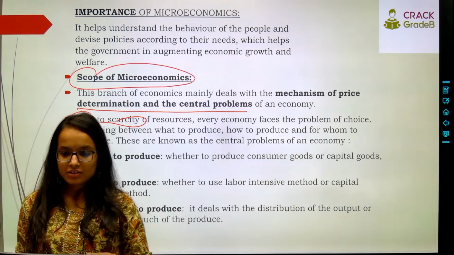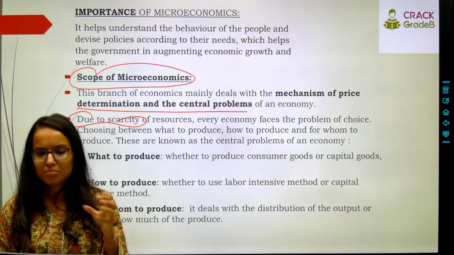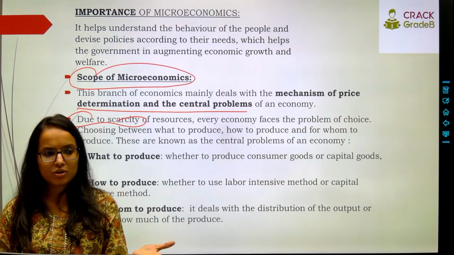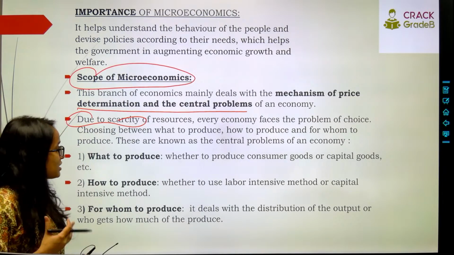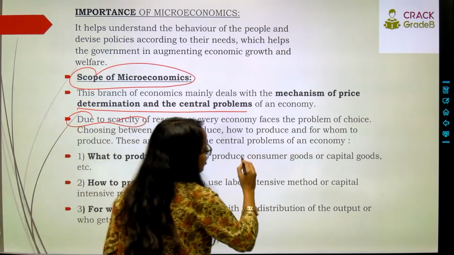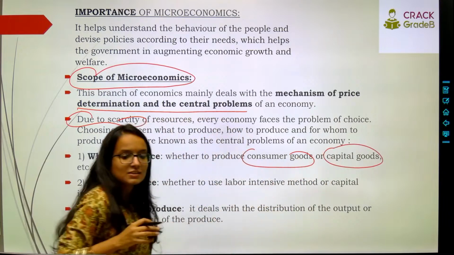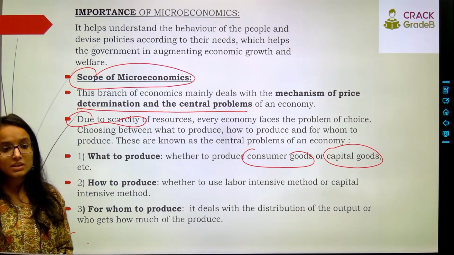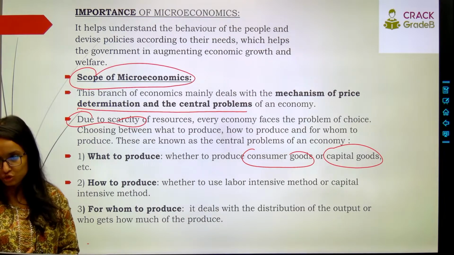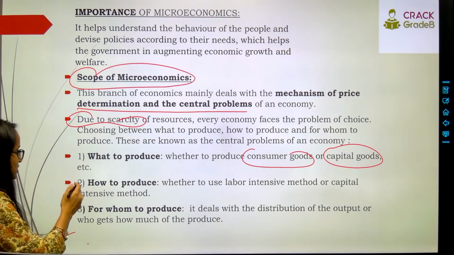So the first question which comes to our mind, be it a developed economy or developing economy, is what to produce, which kind of good to produce, a consumer good or a capital good. Something which is consumed needs to be produced, or those things which are used in production activity need to be produced, right? So this question needs to be addressed.